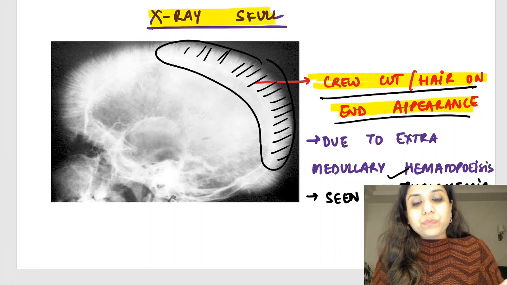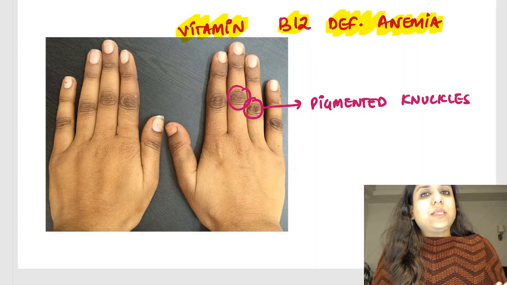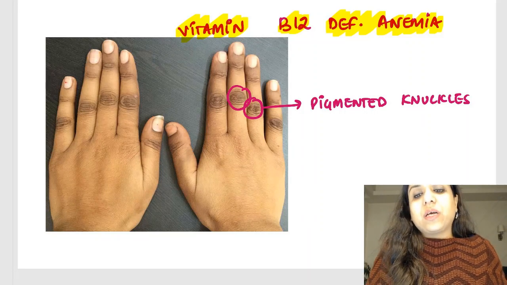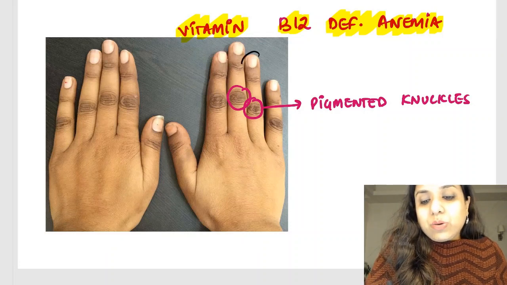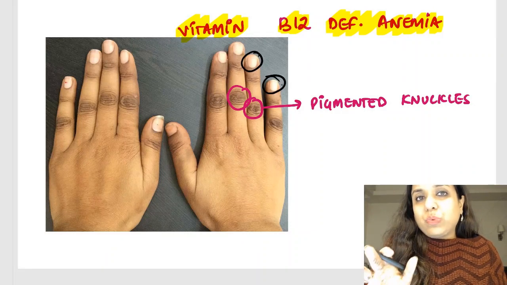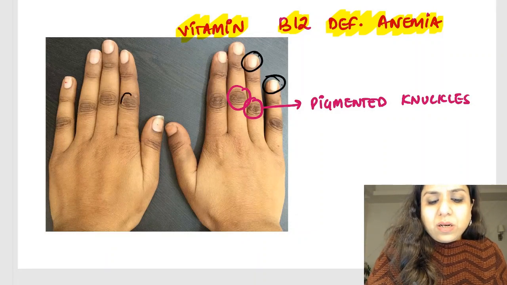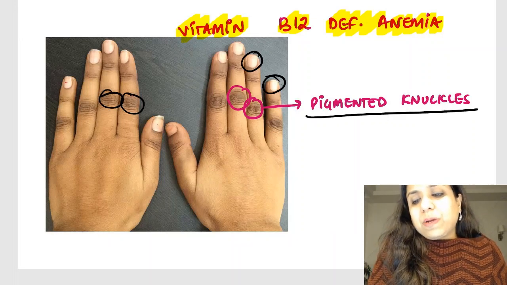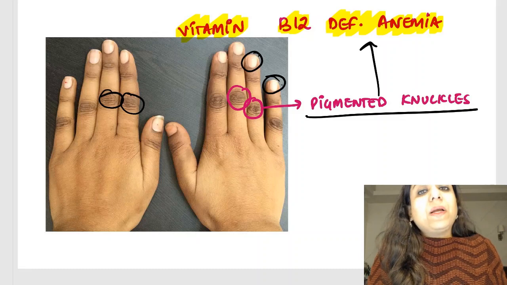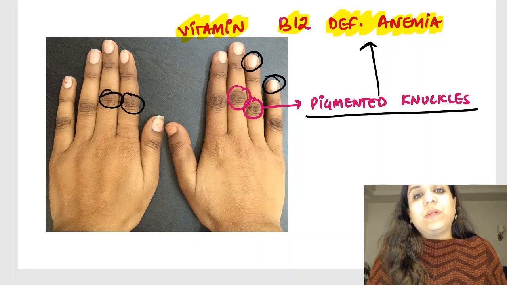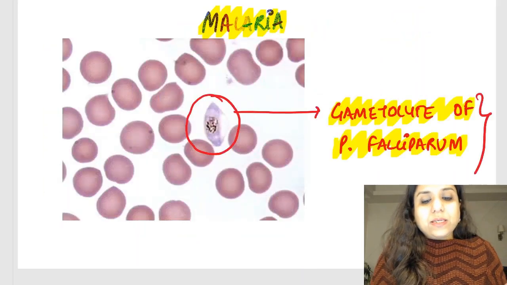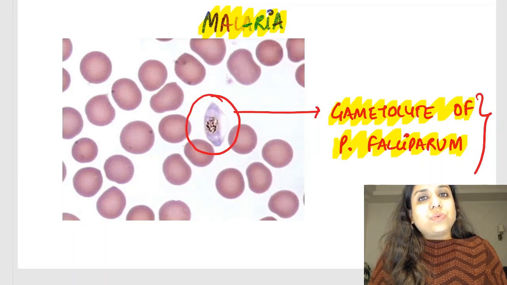Next. Okay, see the nails in this patient. This image has also been asked in one of the exams, so it can come in your exams also. The nails look normal. There is no spooning, right? But look at the knuckles. Can you see the darkish pigmentation of the knuckles? These pigmented knuckles are seen in megaloblastic anemia due to vitamin B12 deficiency. Easy? Okay.